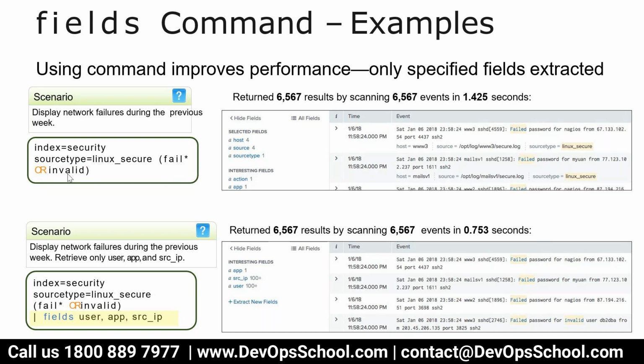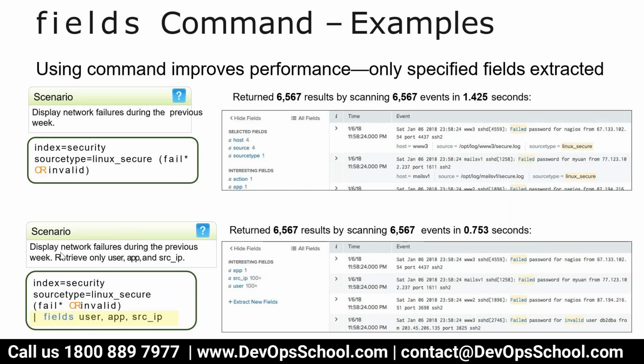So star means this one, or invalid. Okay, so this is the way you can use a regular expression also in the search. And here after the search, whatever the pipe you're using, fields user app src, that means only display those fields which are related to user, app and src.